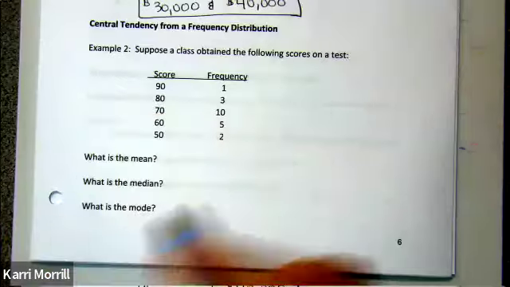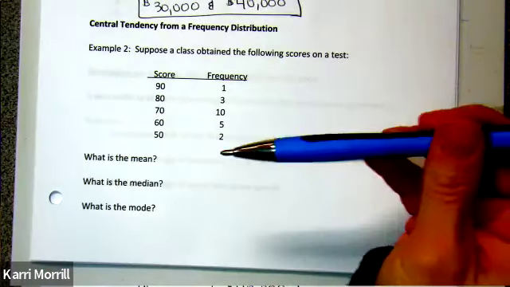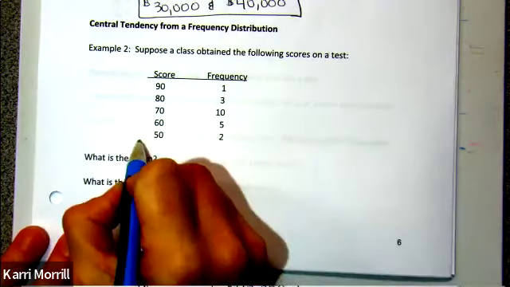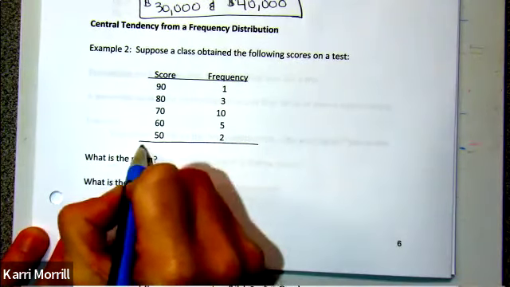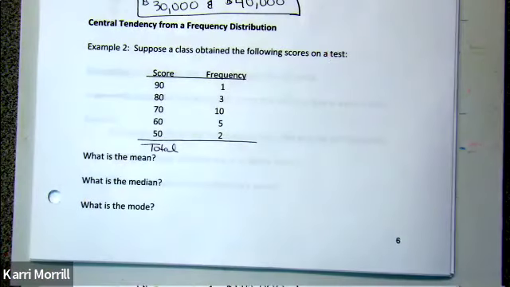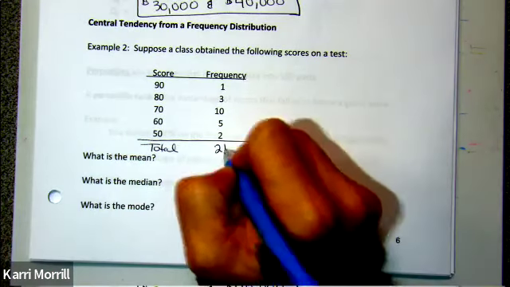If I were to make this list, that would mean there would be a total of the frequency. So if you want to make a total, that means you would be adding these together. So 1 plus 3 plus 10 plus 5 plus 2 is 21.